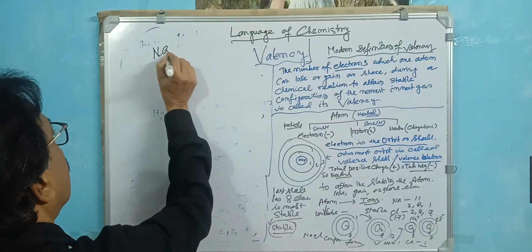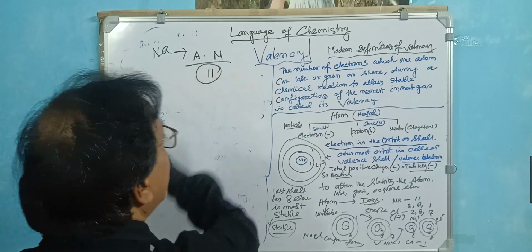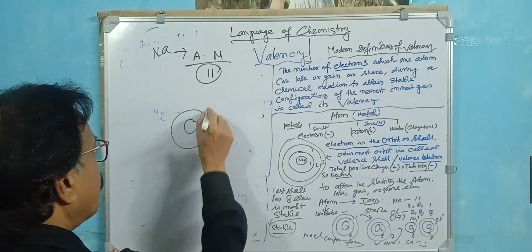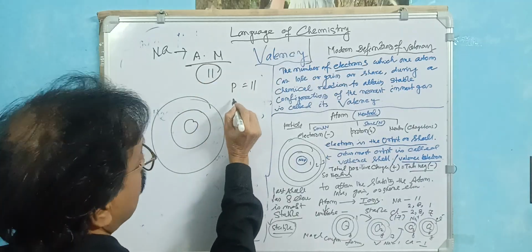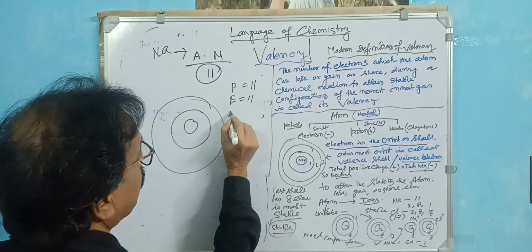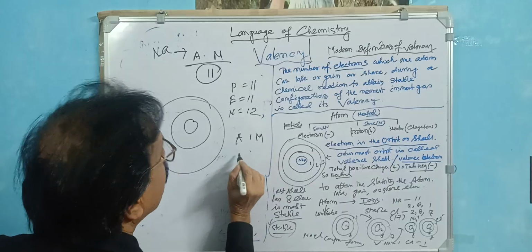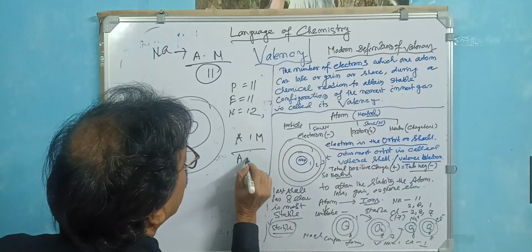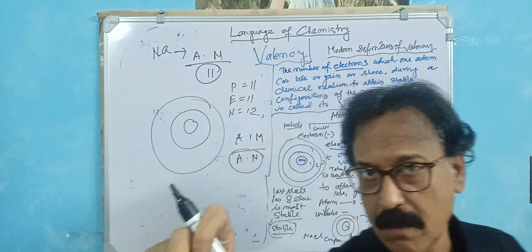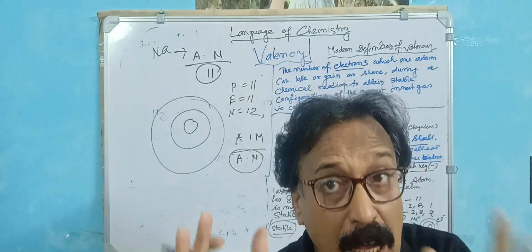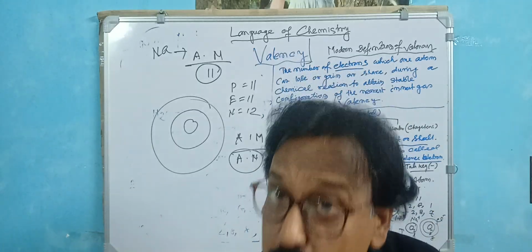Suppose sodium, atomic number 11. We will discuss this later. In the case of sodium, proton is 11, electron is also 11, and neutron is 12. This is the atomic mass; we will discuss atomic mass and atomic number later. Atomic number means the number of protons. Atomic mass is the mass of the atom, that is, proton plus neutron. Electron has negligible mass.